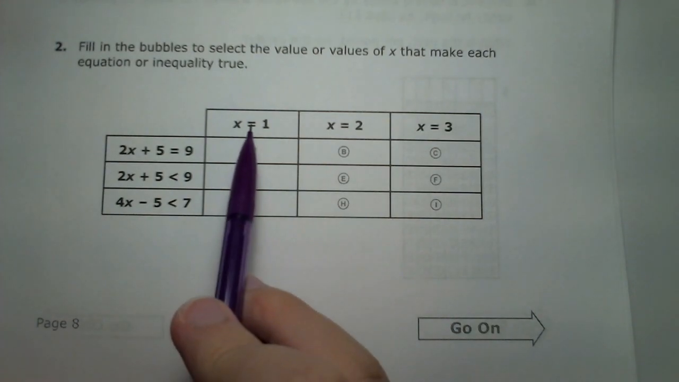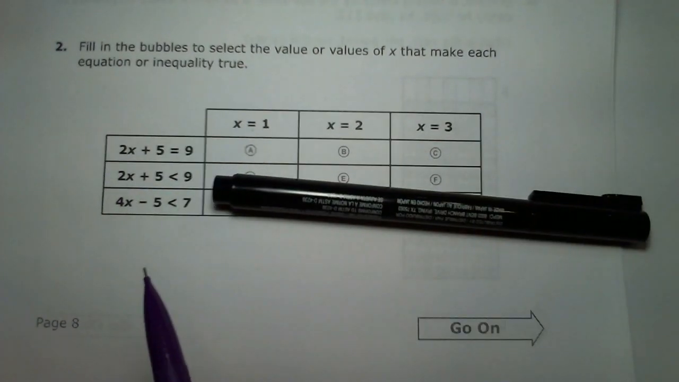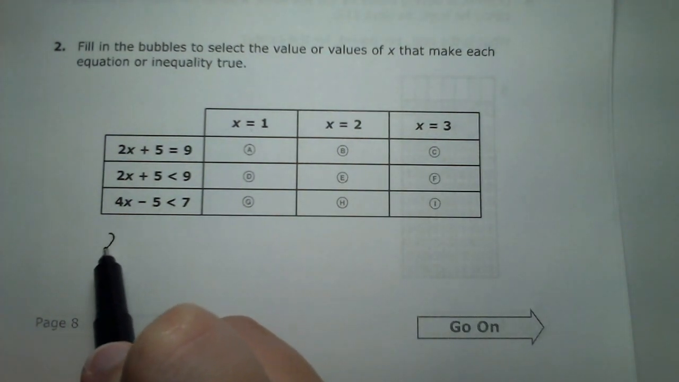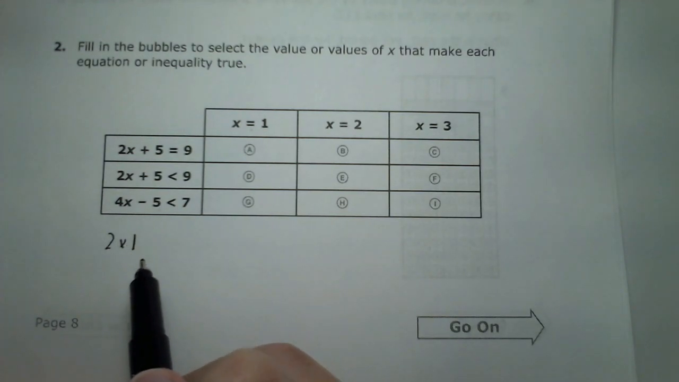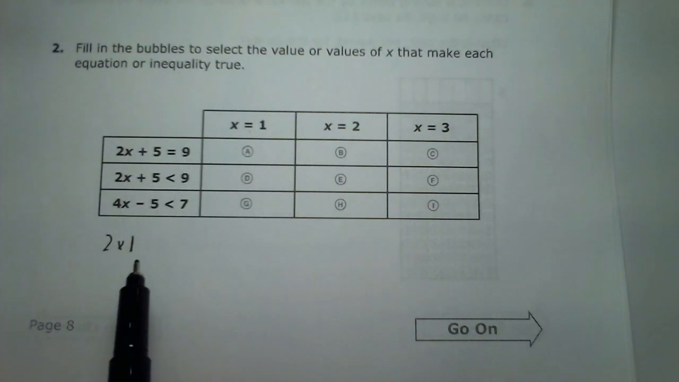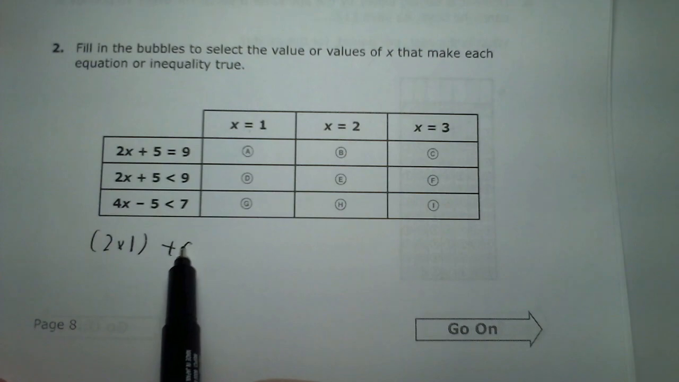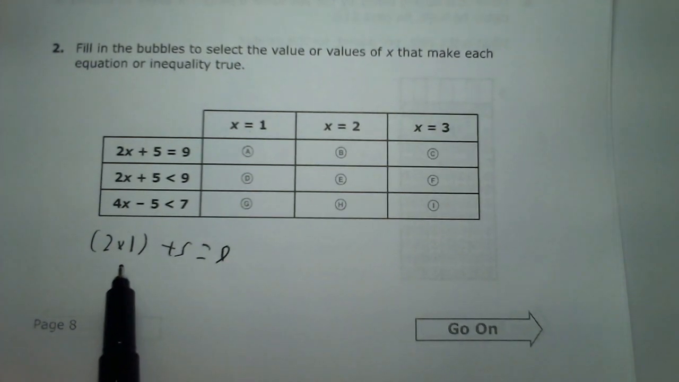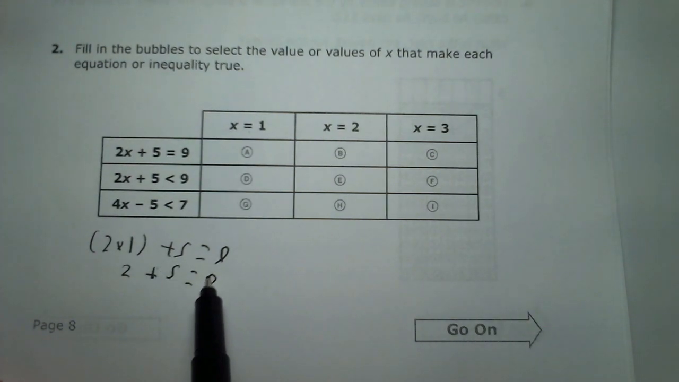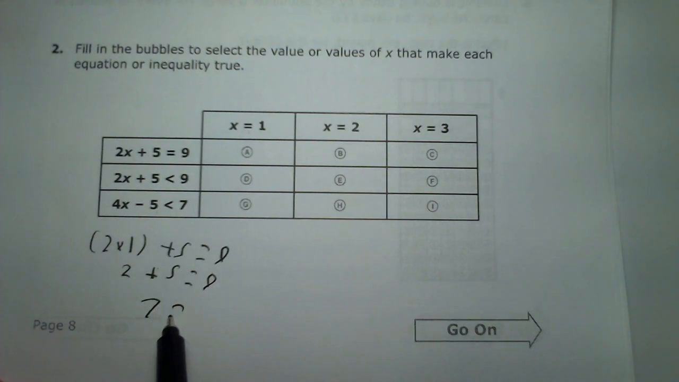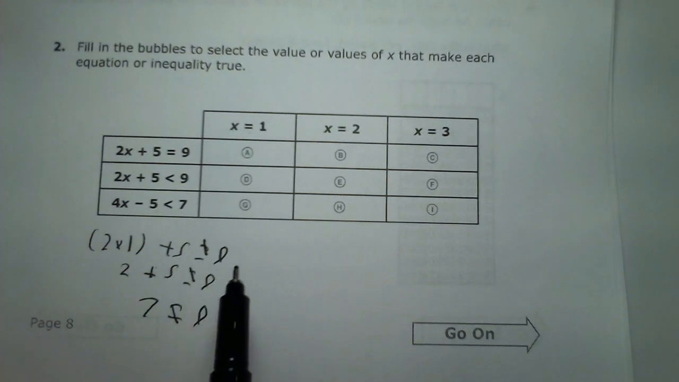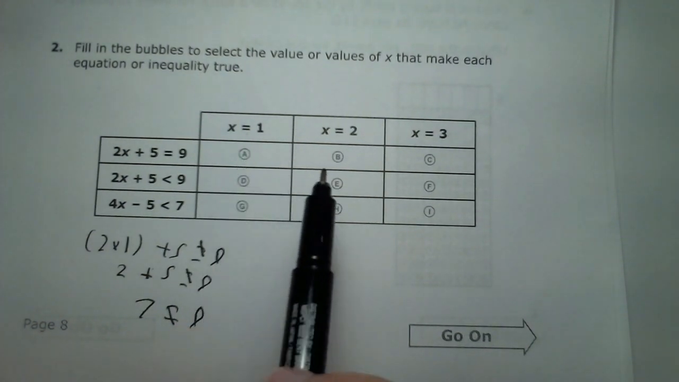So let's try putting x as 1. So 2x, but the x is replaced as 1, plus 5 equals 9. So 2 times 1 is 2. Then we drag that down, plus 5. Then 2 plus 5 is 7. And as you can see, 7 does not equal 9. So we can cross out all these. And now we know that this cannot be the right answer.